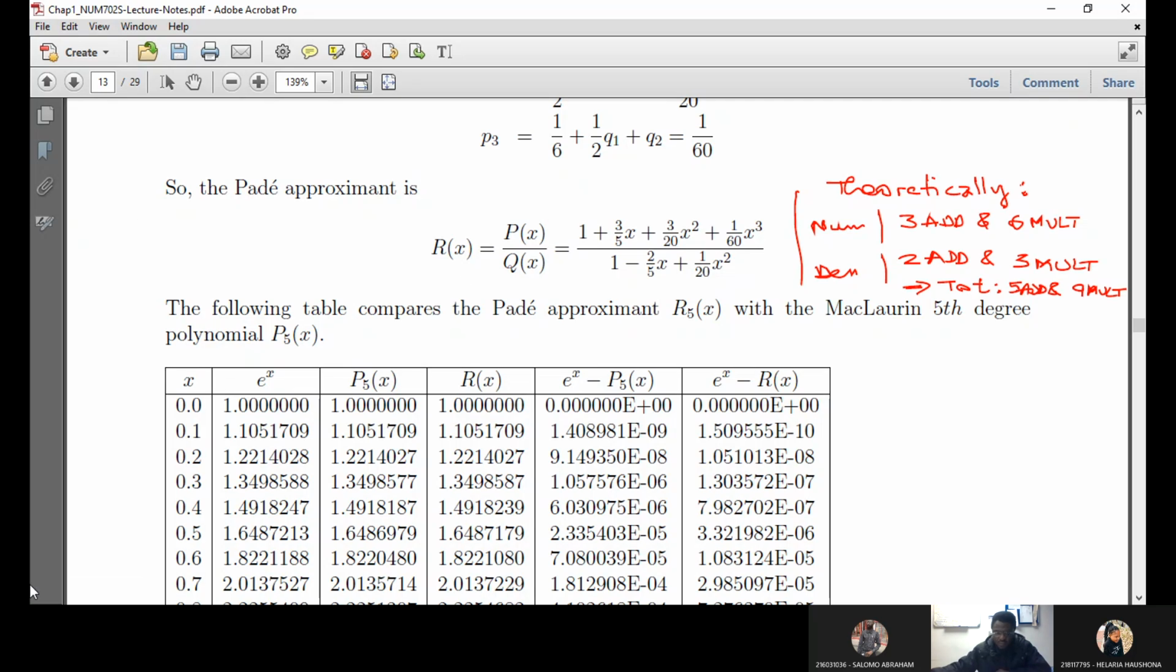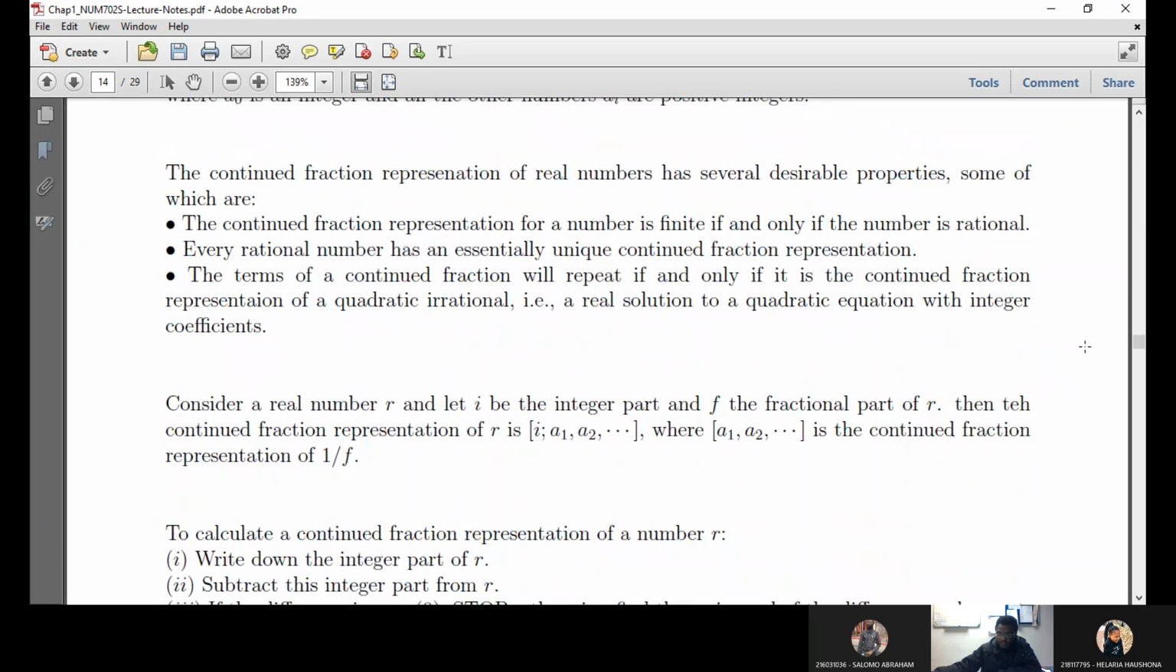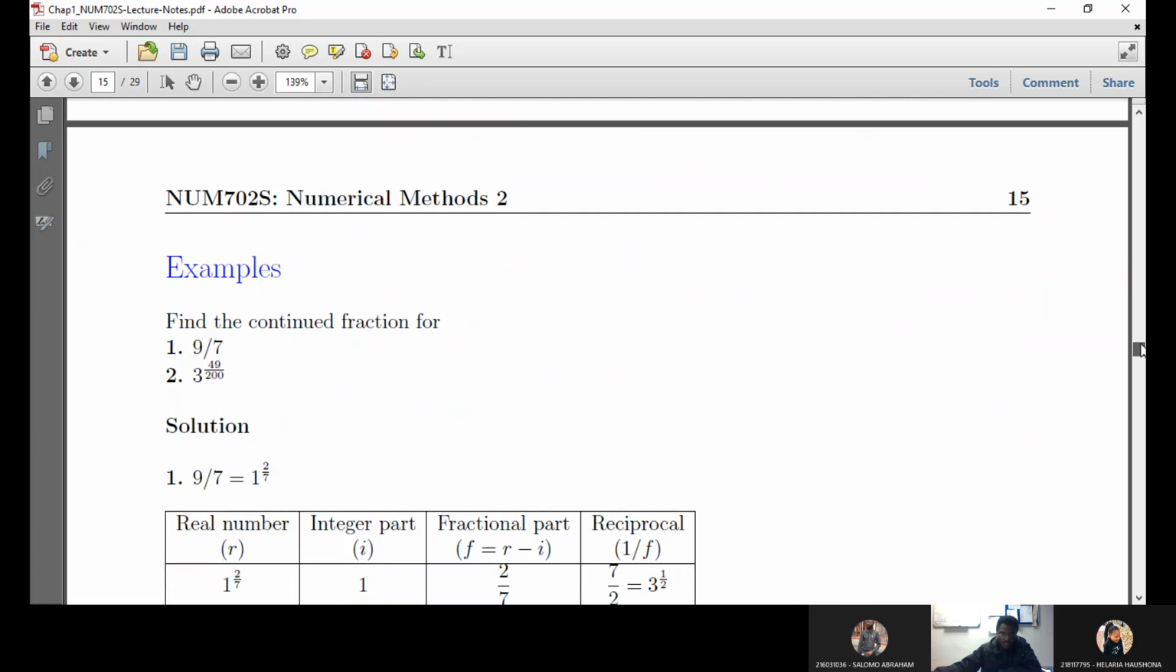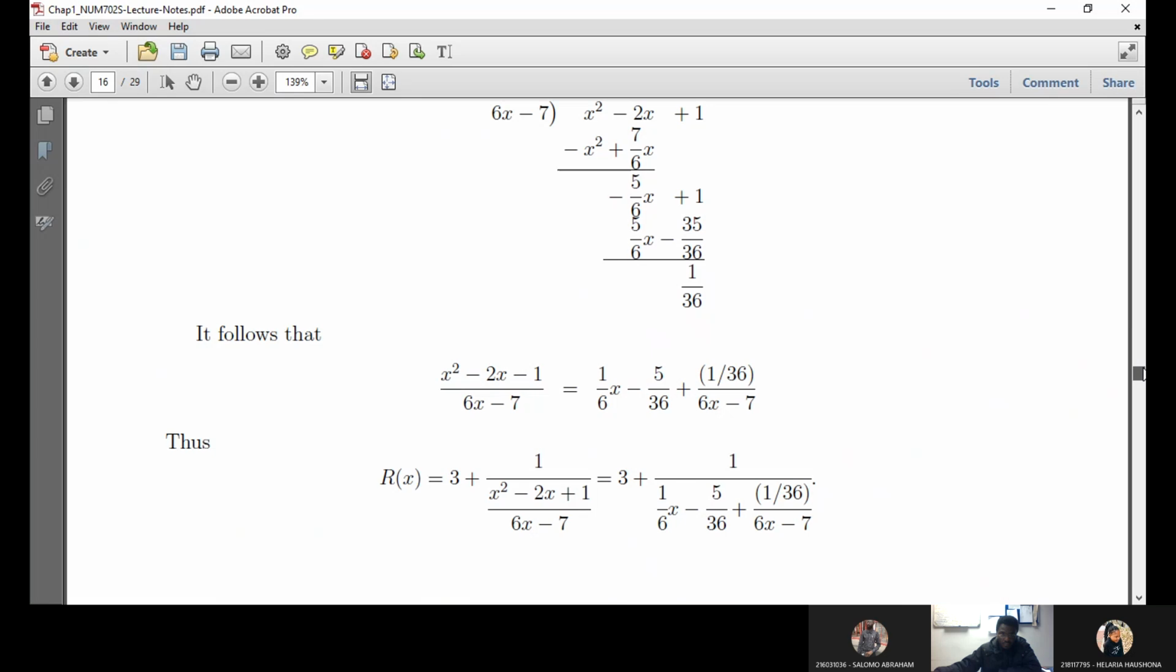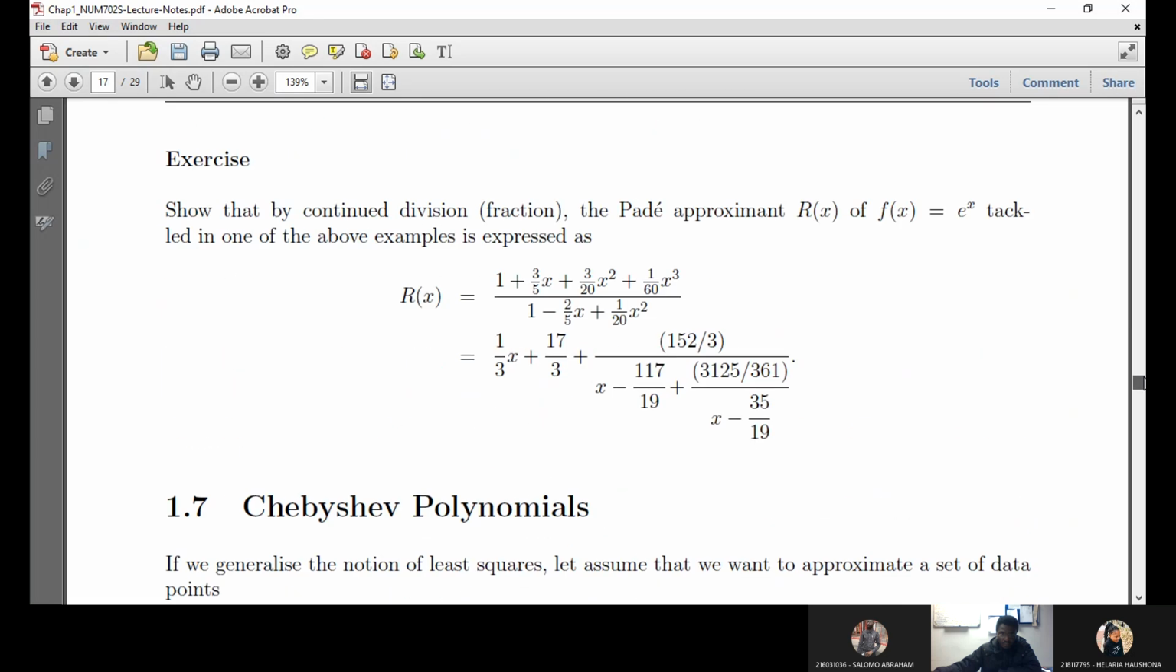Now let us go to the continued fraction form of this approximation. Okay, this is a continued fraction form. You can see it's exactly the same thing.